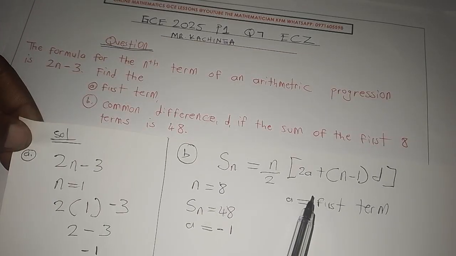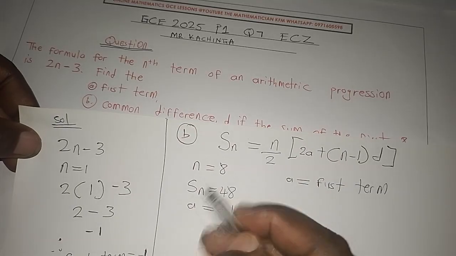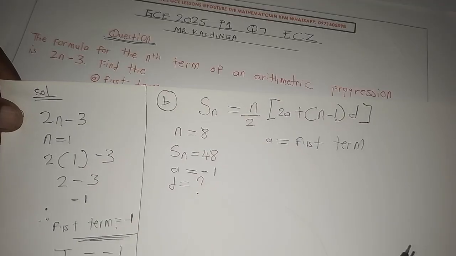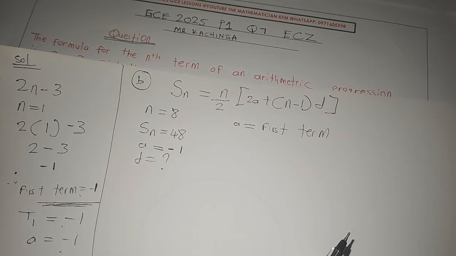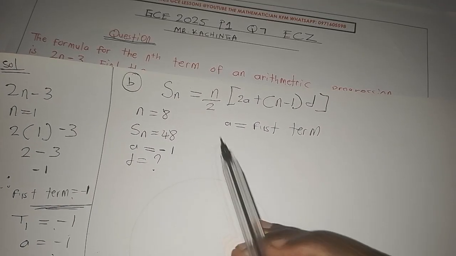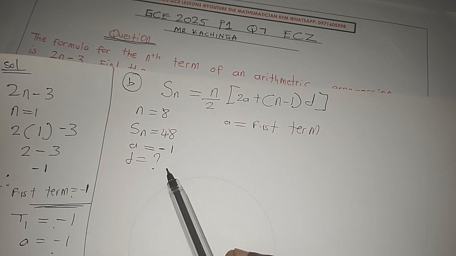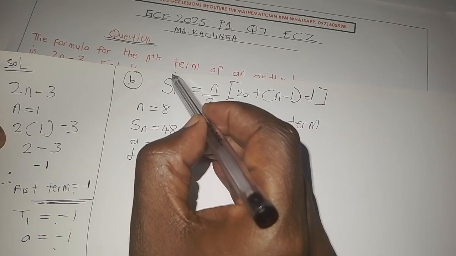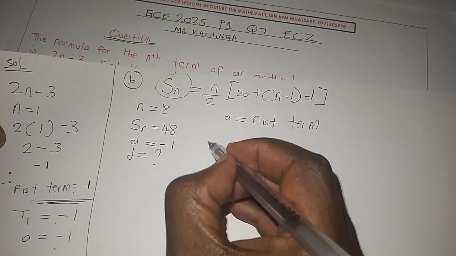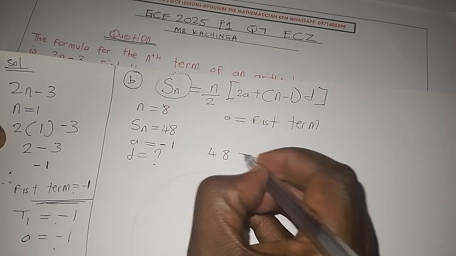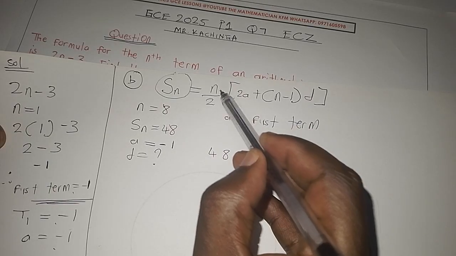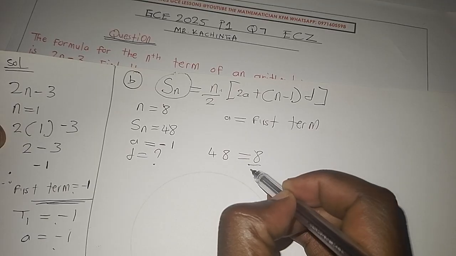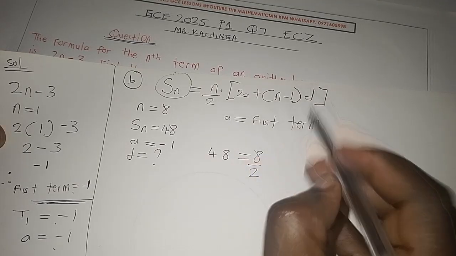So from here we have to find our D now. D is equal to question mark, since we don't know D. The information that we have collected is enough for us to solve D. So what we have to do now, we say where there is Sn, where there is the sum of n, we are going to substitute with 48 equals, then here where there is n, remember our n is 8, so I'm going to substitute with 8 divided by 2. I'm just following the formula there.